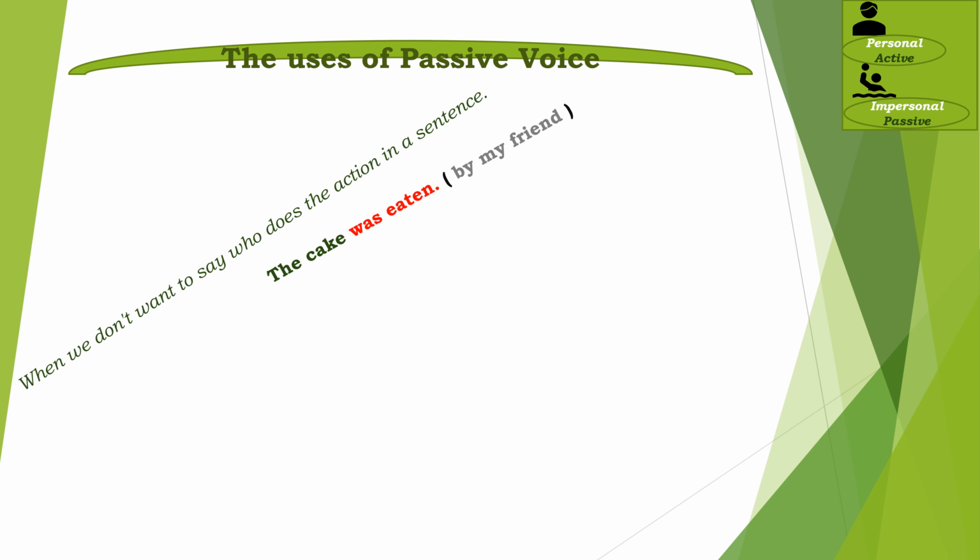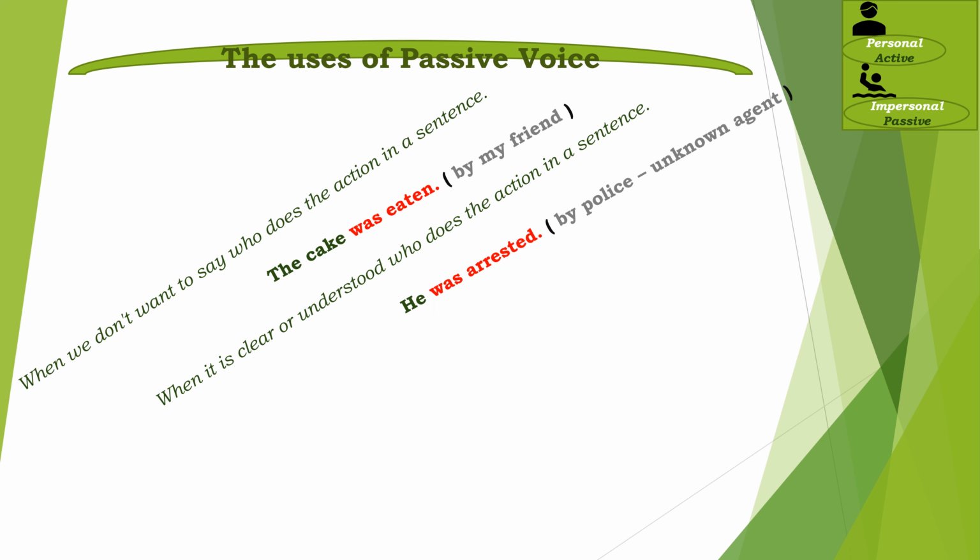Let's have another example. When it is clear or understood who does the action in a sentence. Let's take a look at the example. He was arrested. So we know the action of arrest was done by the police. But it is already clear and understood, so I don't need to repeat this. So I can skip that in a sentence by using passive voice.